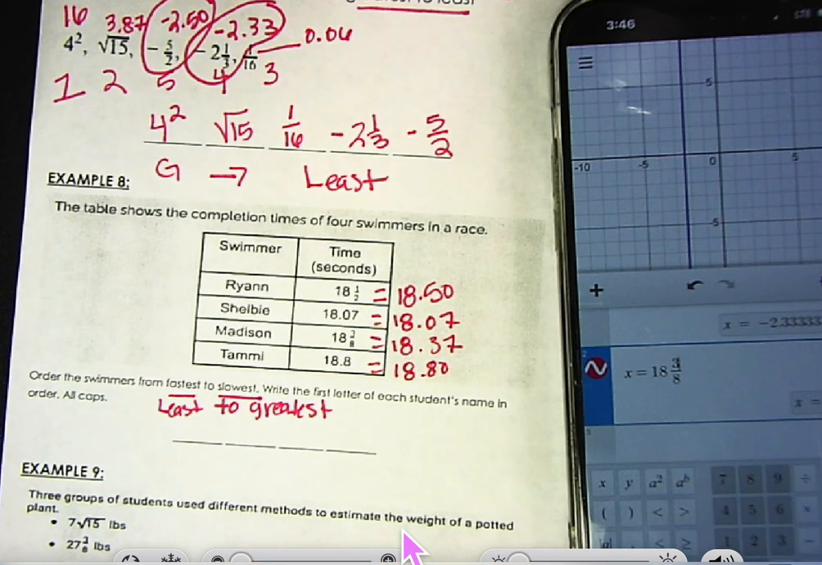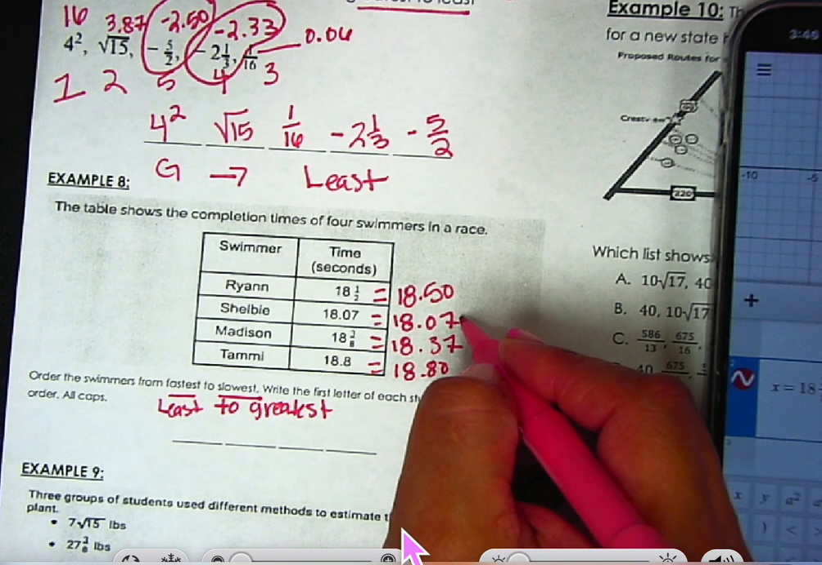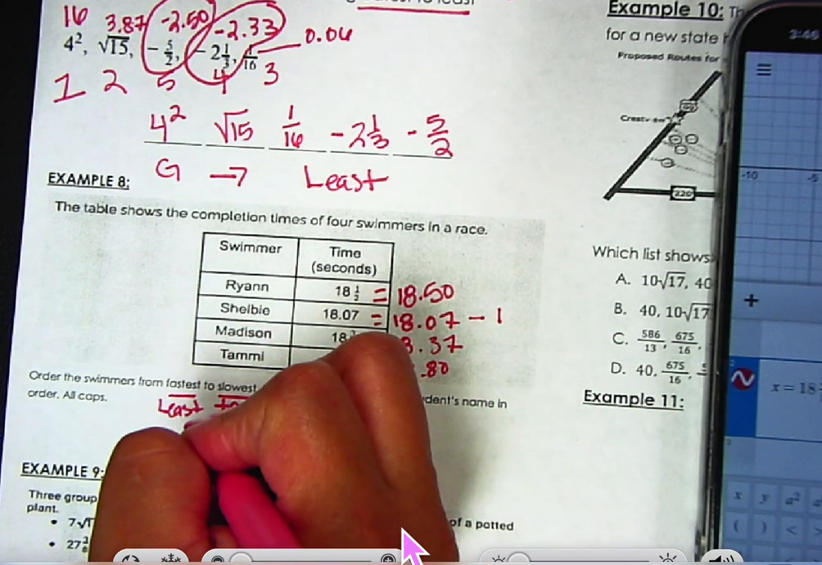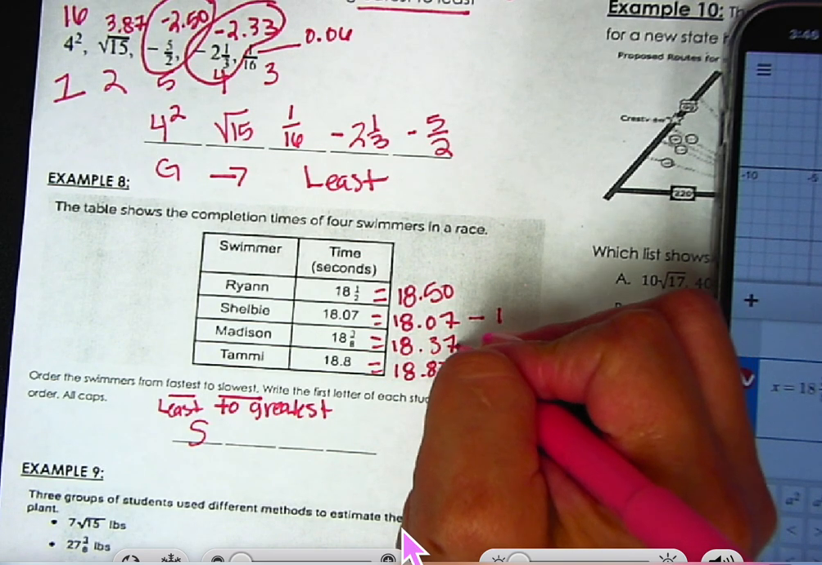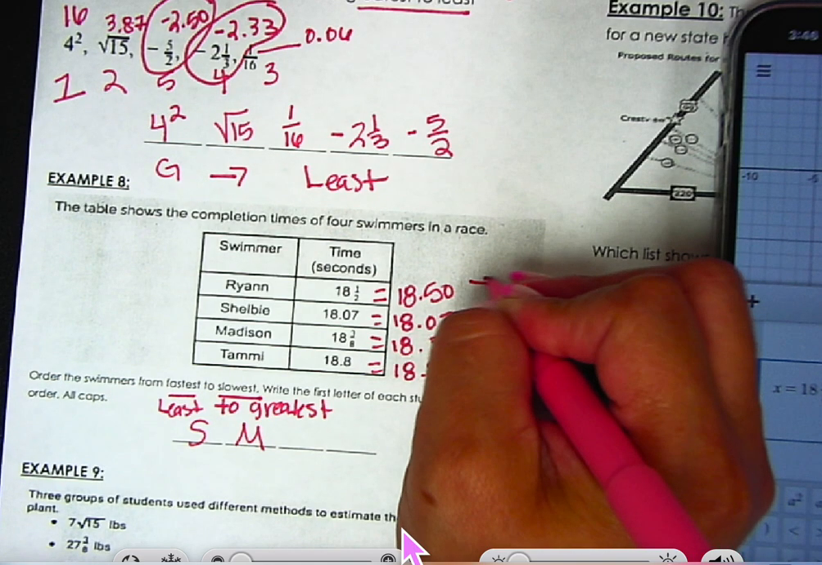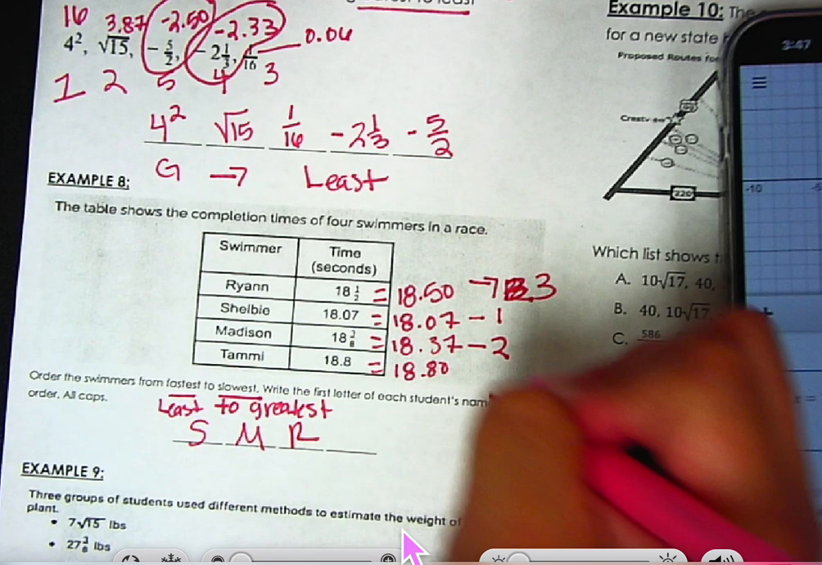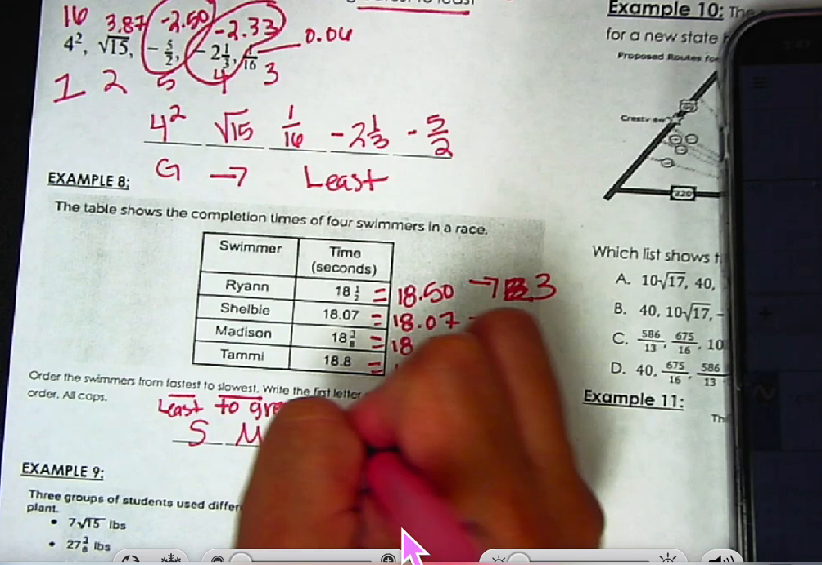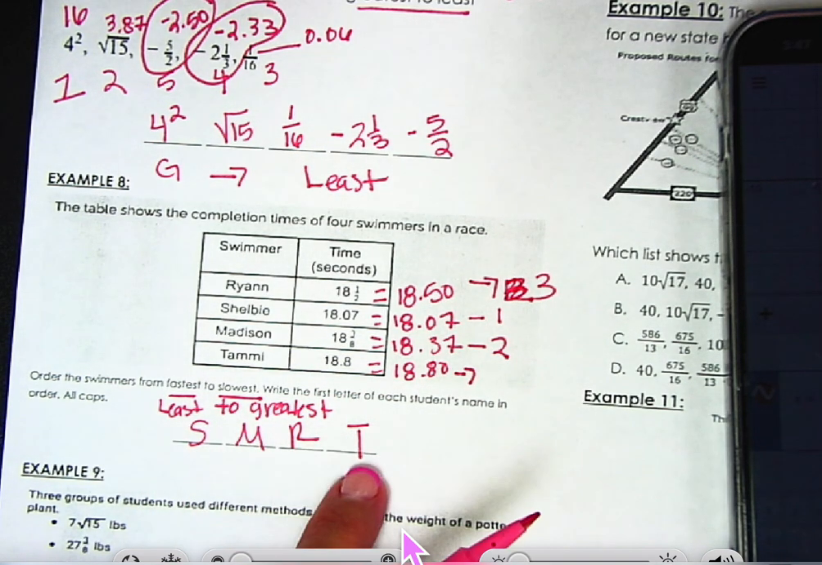And now I can put them from least to greatest. So my smallest number is going to be the $18. So this one's going to be number 1, who is Shelby. And I'm going to write S for Shelby. The next, second place, is going to be this one, number 2, Madison. Third place is going to be Ryan. Oh, sorry, I should have put the 3. Number 3 is Ryan. And the person that was the slowest, that took forever to get there, was Tammy. Okay, so now I'll put them from least to greatest, from fastest to slowest.